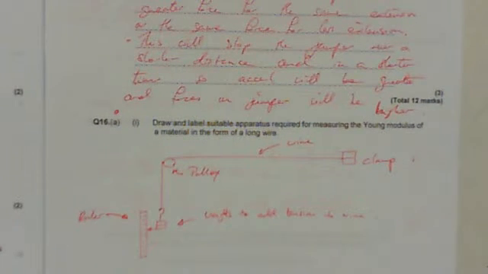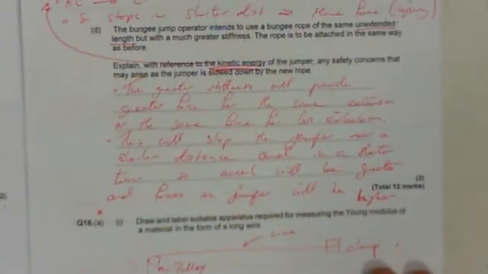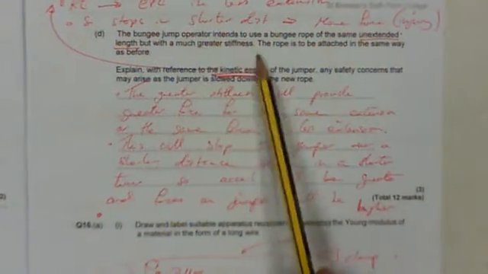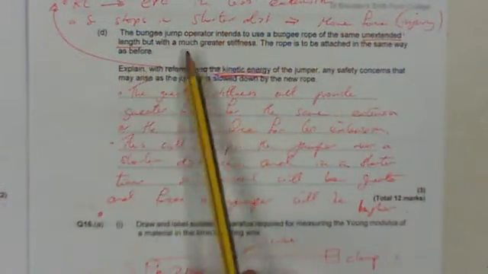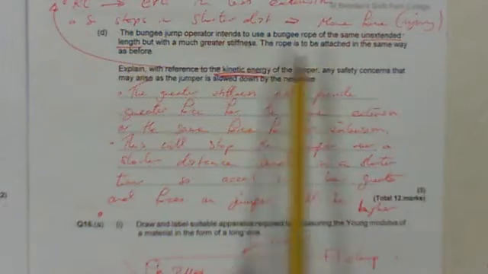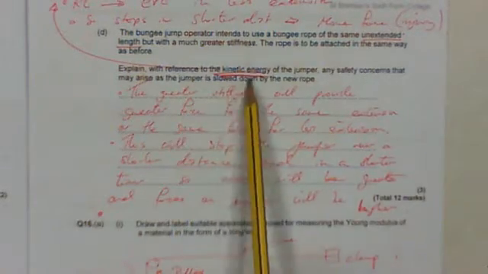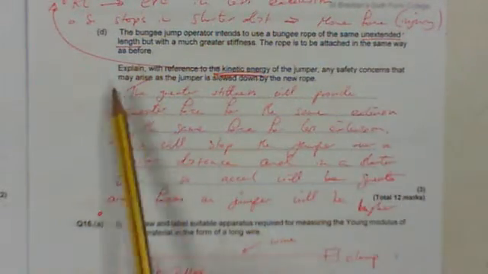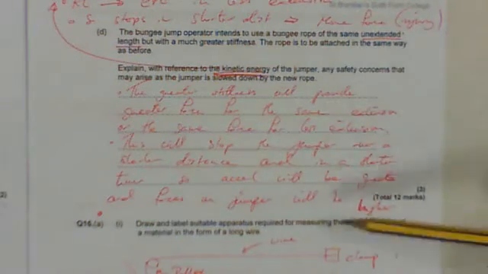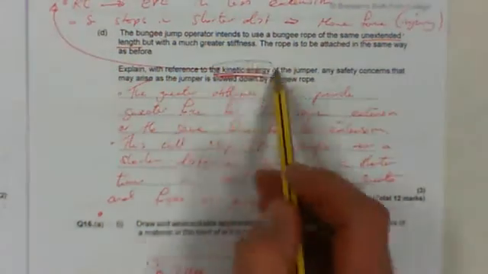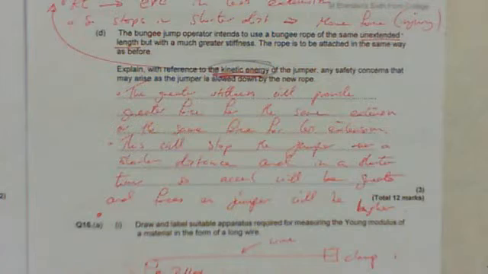Let's move on to here. The bungee jump operator intends to use a bungee cord with the same unextended length but with a much greater stiffness. The rope will be attached in the same way. Explain with reference to kinetic energy of the jumper and any safety concerns that may arise. A lot of people wrote a lot of stuff, but a lot of people didn't write anything about kinetic energy, which is really where you have to do this.